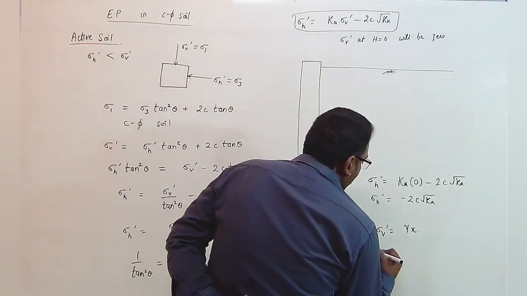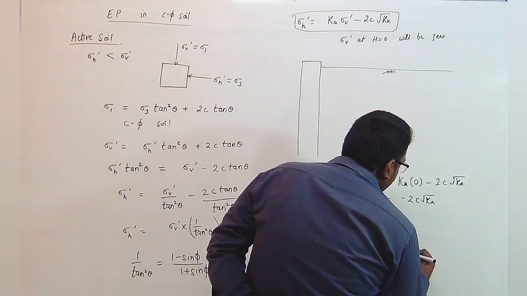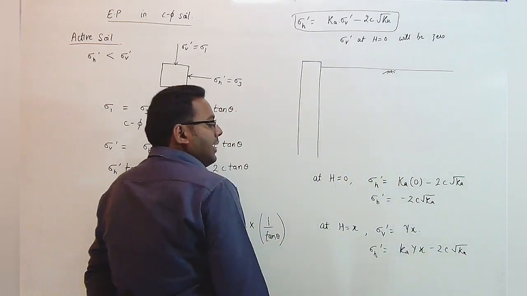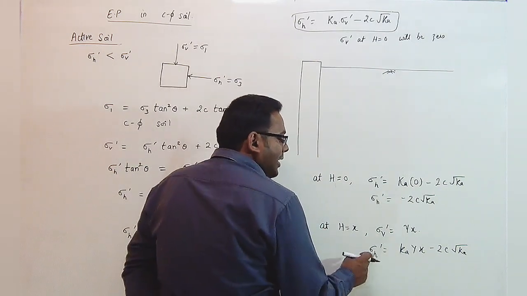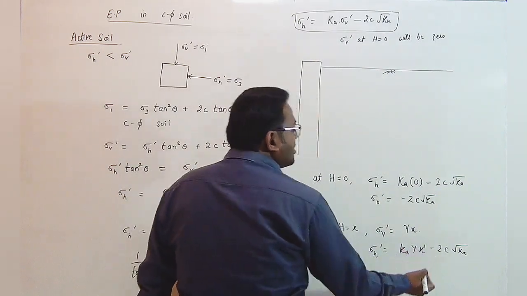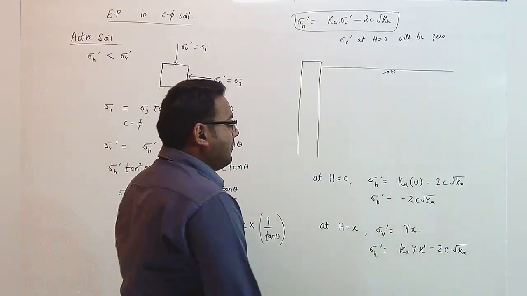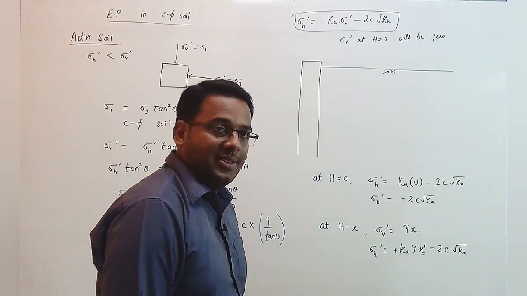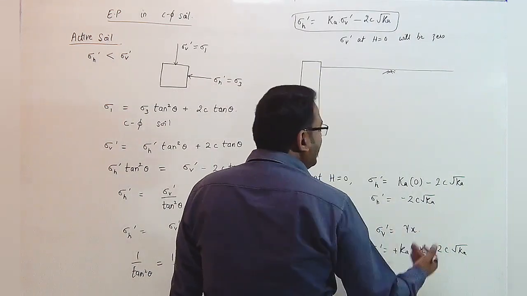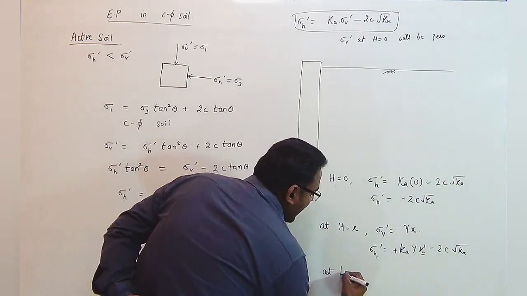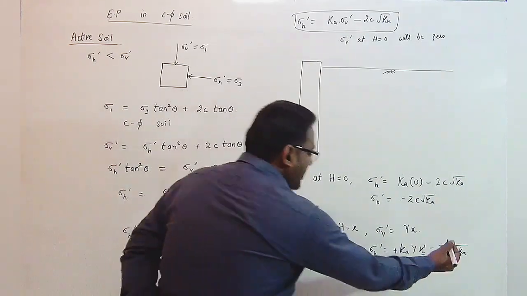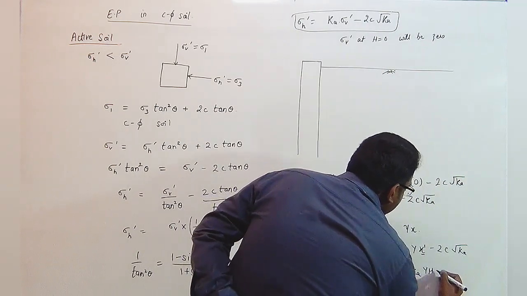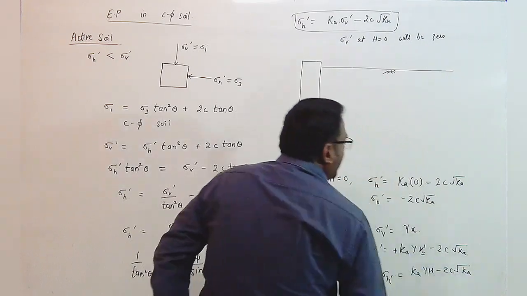And hence the horizontal stress will be equal to Ka into gamma into x minus 2c under root of K. Hence we can say that the horizontal stress will be a linear function of the depth. With the increase in x, the value of horizontal stress is increasing. That means it will increase linearly. But if we are studying at a depth of h, then the horizontal stress will be equal to Ka gamma h minus 2c under root of K.